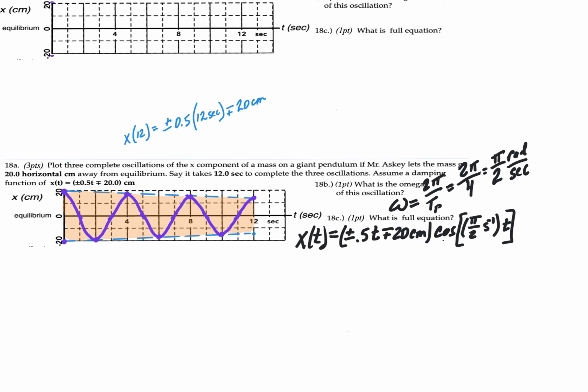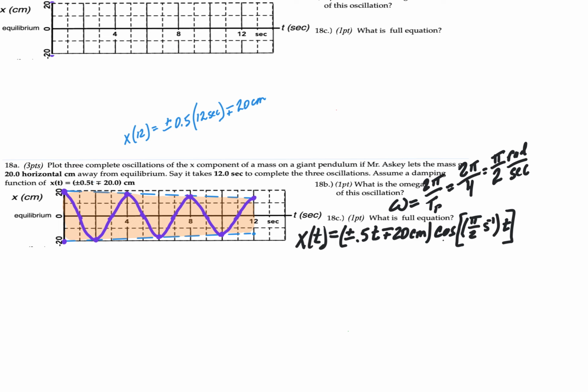So then we have to find omega here. It told us the period was 4 seconds. It says plot 3 complete, and we have 12 seconds. So 12 divided by 3 is 4. So we have 4 seconds per rotation. And so omega is 2 pi over the period, 2 pi over 4, so pi over 2, which is kind of slow. I say slow, but it depends on how big the radius is.